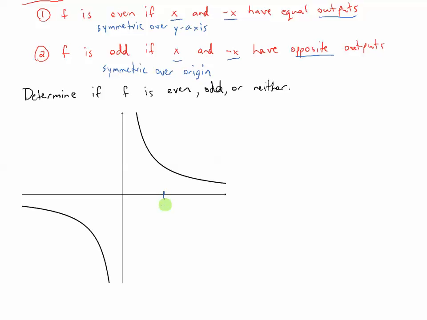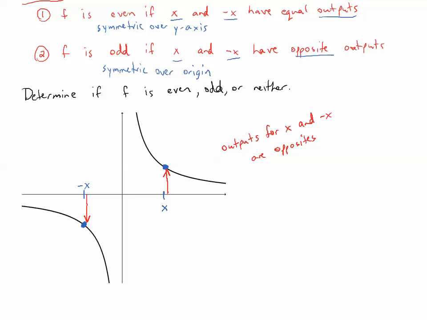Let's look at some x value. Its output is right here. Negative x would be over here. Its output is here. Well, the output of x is this positive y value. The output of negative x is this negative y value. And we can see that they're equal, but one's positive and one's negative. So the outputs for x and negative x are opposites.